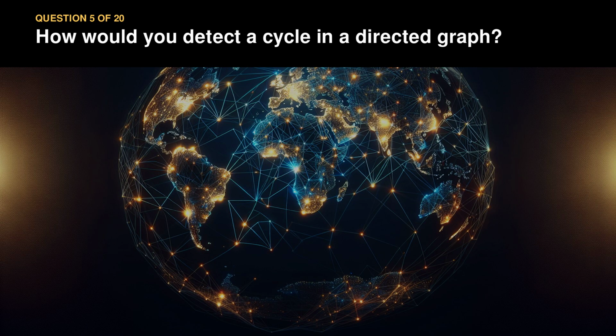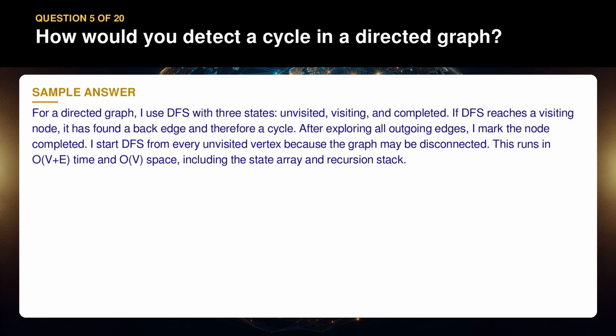Question 5. How would you detect a cycle in a directed graph? For a directed graph, I use DFS with 3 states: unvisited, visiting, and completed. If DFS reaches a visiting node, it has found a back edge and therefore a cycle. After exploring all outgoing edges, I mark the node completed. I start DFS from every unvisited vertex because the graph may be disconnected.